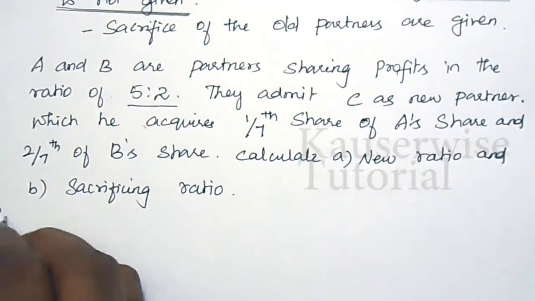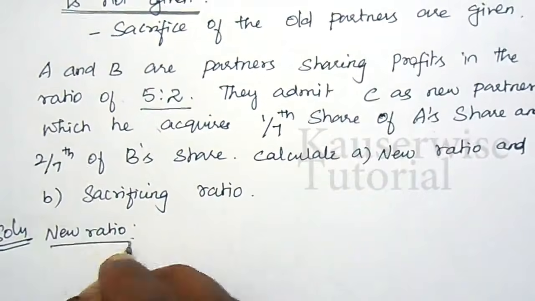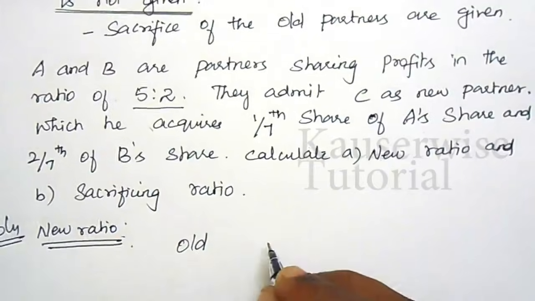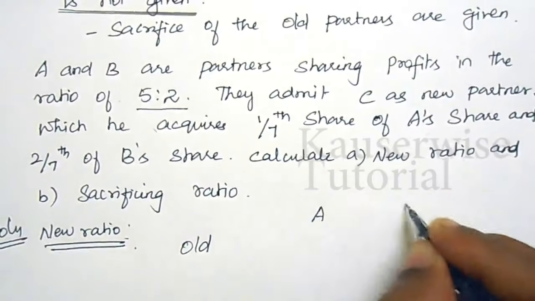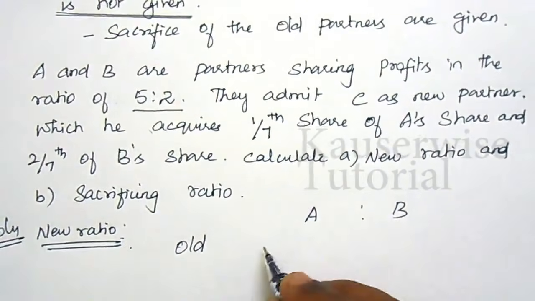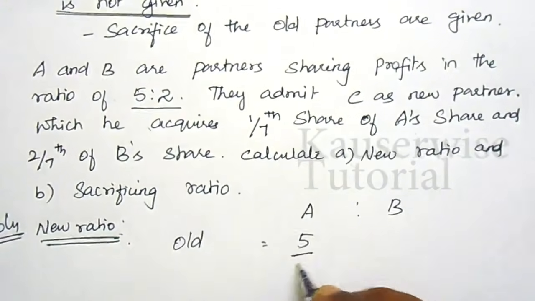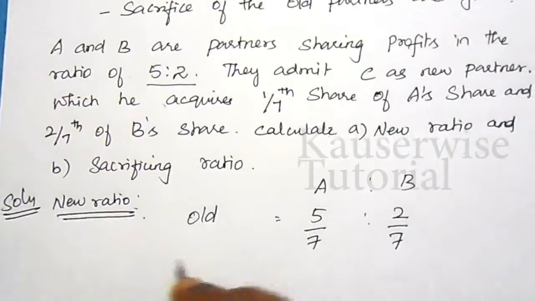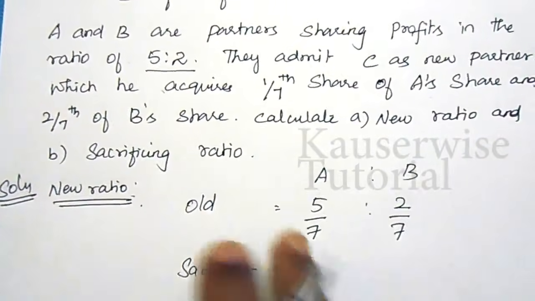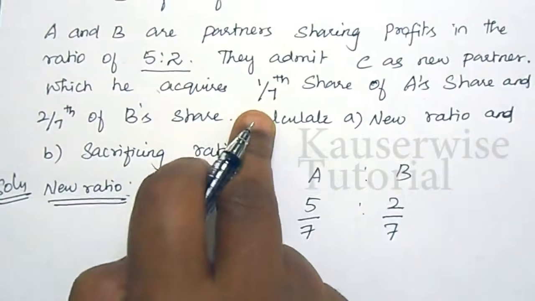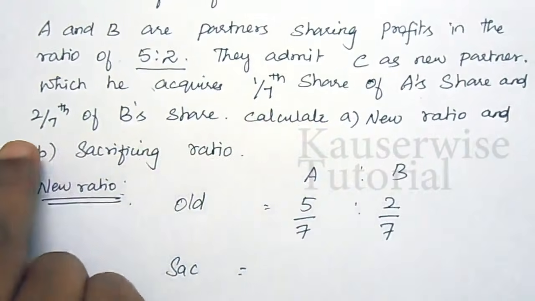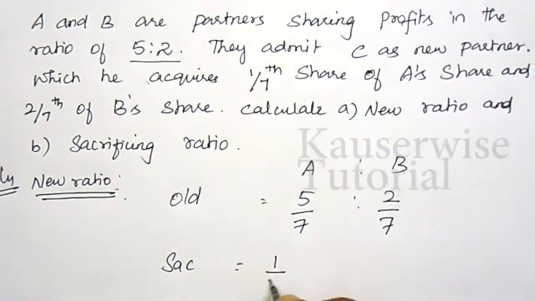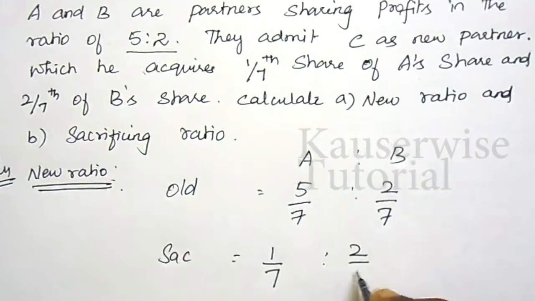First, I am going to calculate the new ratio. For new ratio, first take the old one. So old ratio is A and B. 2 partners are there. Their old ratio is 5/7 and 2/7. Sacrifice is also given in the problem. So A sacrificed 1/7 share and B sacrificed 2/7 share, that is 1 by 7 and 2 by 7.